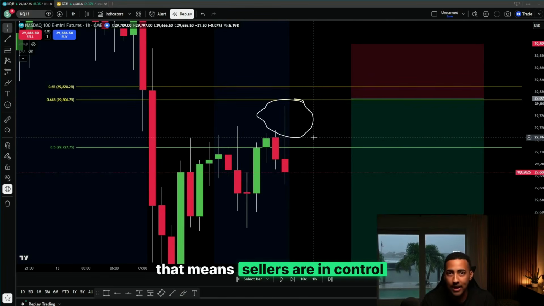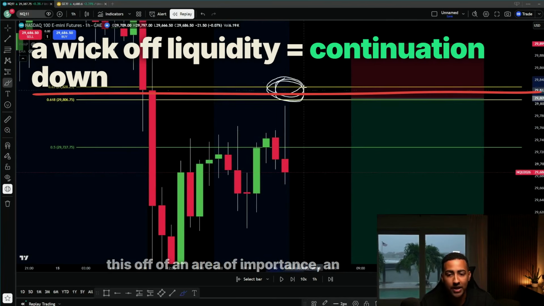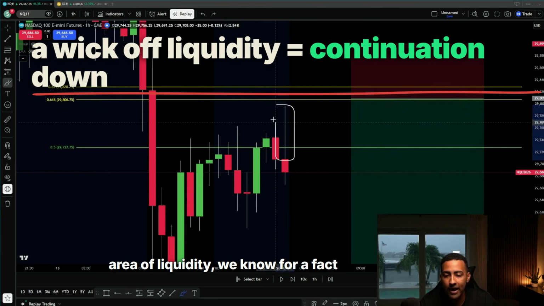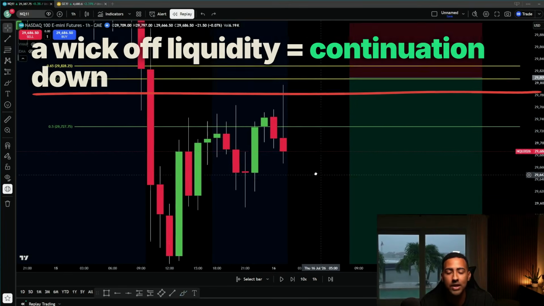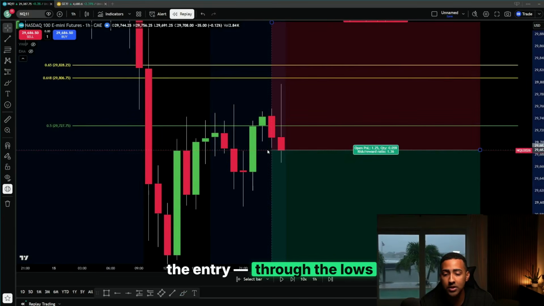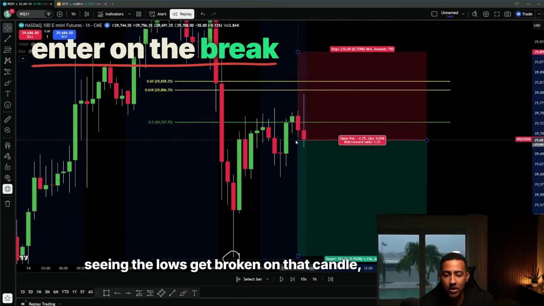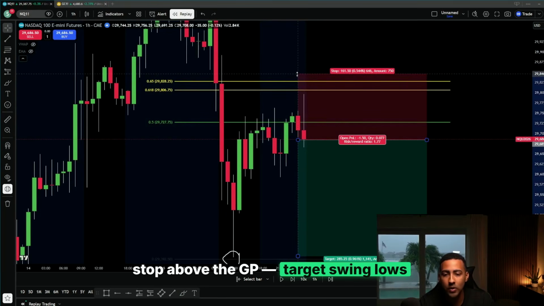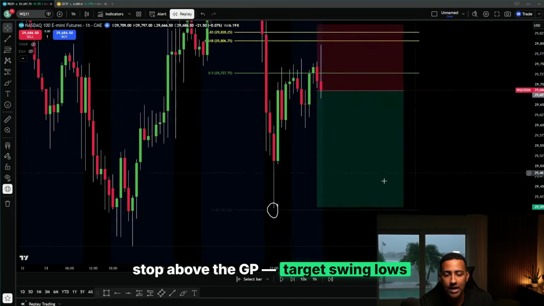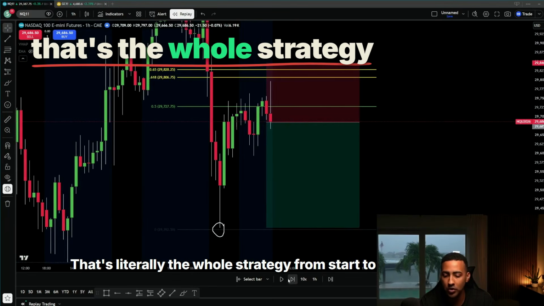That gives us one main thing, one main understanding is that sellers are in control, right? Because when we have a wick like this off of an area of importance, an area of liquidity, we know for a fact that we are most likely going to continue towards the downside direction because we have those sellers pushing the market down. So what we're going to look to do is enter through those lows. Whenever we see the lows get broken on that candle, we're going to enter on that break. Stop loss is always going to go over the golden pocket here, and then we're going to set our target down to swing lows. And that is it. That's literally the whole strategy from start to finish.